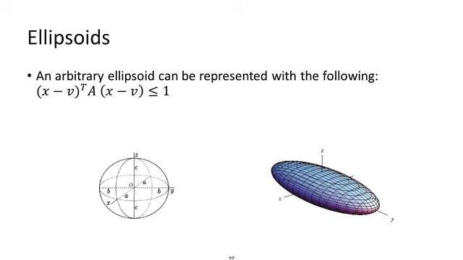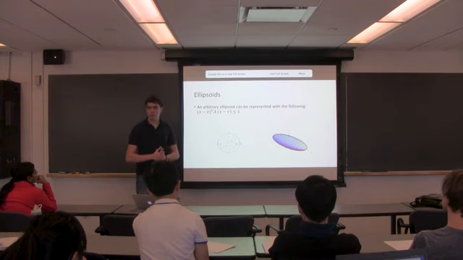Okay, other than convex polytopes, we can also use ellipsoids to represent reach sets. So ellipsoids are just the extension of ellipses to n spaces, n dimensions. And an ellipsoid is defined by this. X is just all the points inside the ellipse. V is the center, and A just tells us how deformed the ellipse is. Okay. Any questions? Okay.